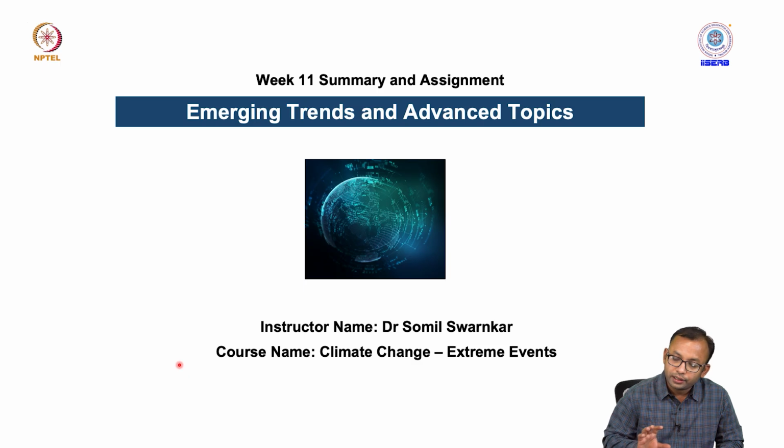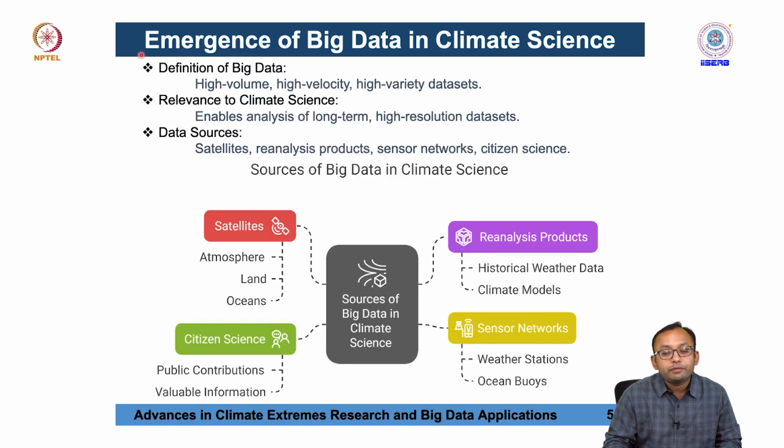Now, in this particular lecture we will primarily summarize whatever we have covered in this particular week. So, we have started with the emergence of big data in climate science. What is big data? It would be high volume, high velocity, high variety data sets which are relevant to climate science. Why? It basically enables analysis of long term high resolution data sets, and if you have a long term high resolution data set, we can tell you about more variability in the system and more process interpretations.